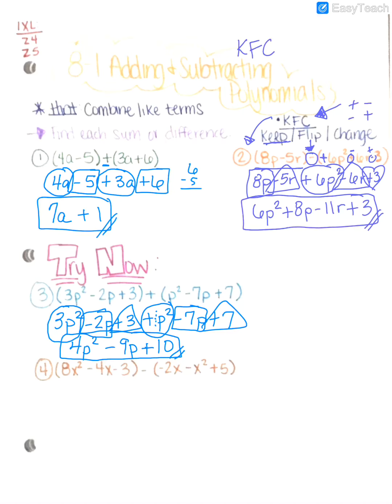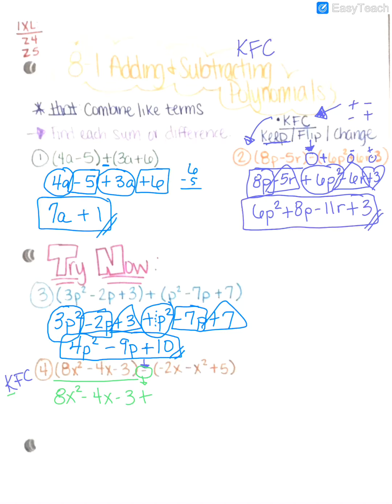So if we go ahead and take a look at number 4, we're going to be applying the KFC because we do have that subtraction right here in the middle. Again, KFC is only applied when you have subtracting, not adding. So again, KFC, we're going to go ahead and keep the first set of parentheses exactly as it looks.